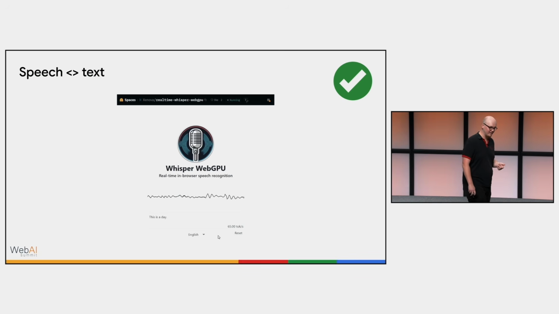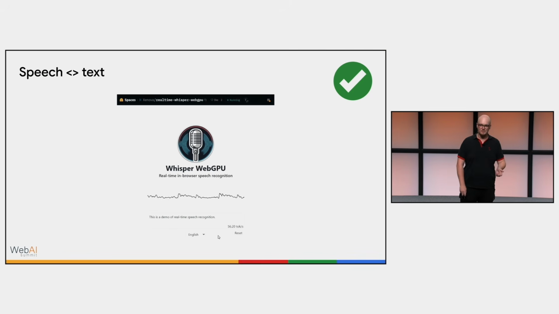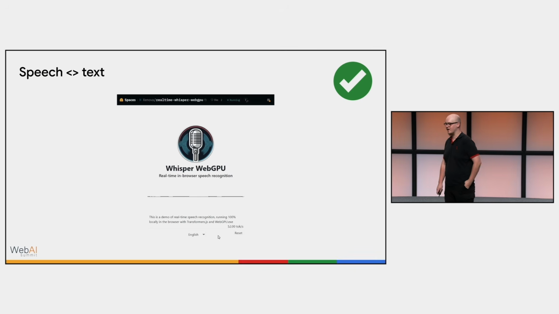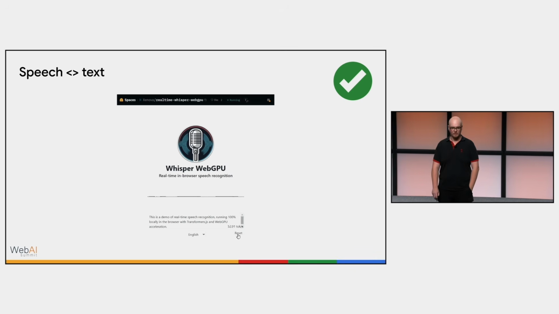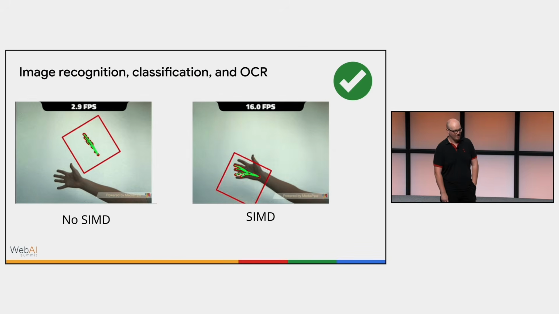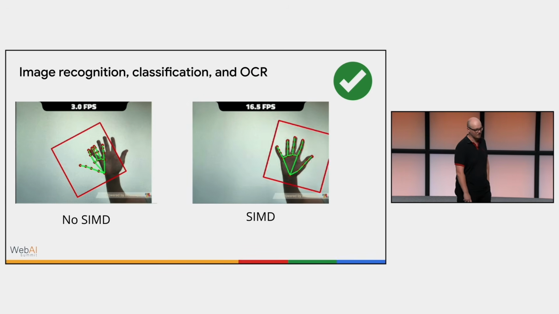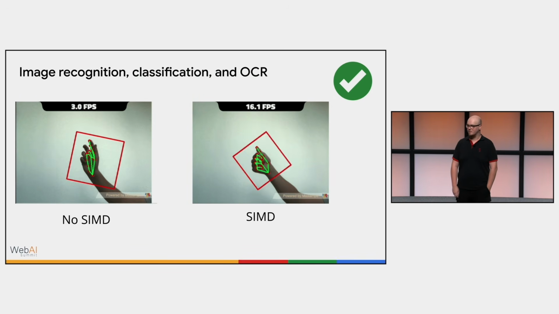Next up, and again, you've already seen a lot of these, but Whisper on WebGPU works really well. Speech to and from text is something that is ready for you to try shipping today on computer abstractions, and there are reasonable-sized models for you to go and try this out today. Then there's image recognition, classification, optical character recognition. This is another really well-supported, strong area.